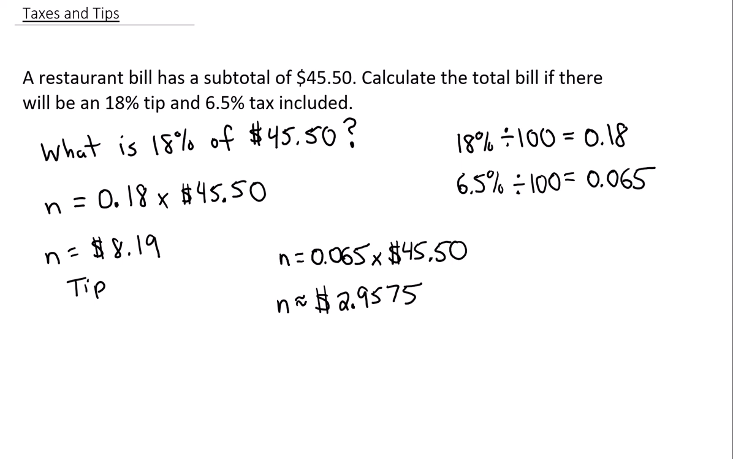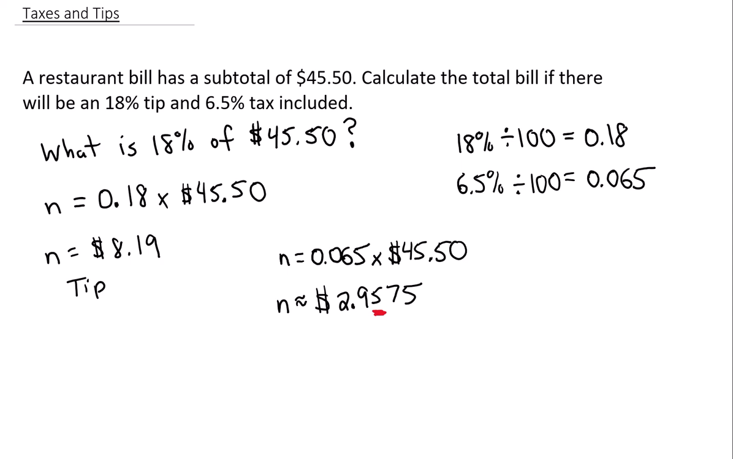That's going to be roughly $2, and then we've got 0.9575 there. I use a squiggly equal sign because that's an approximation. So we don't have the exact value. We're going to have to estimate this. Now, since we're working with money, I'm going to underline the penny place right there, which is the 5. And we want to round to the nearest penny.